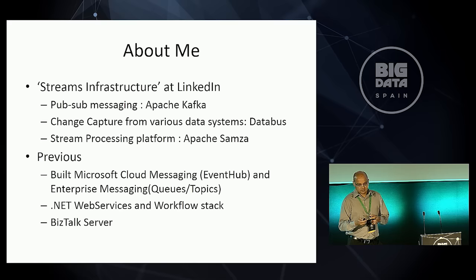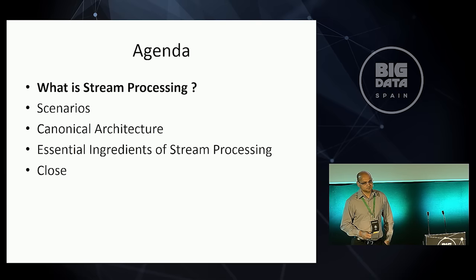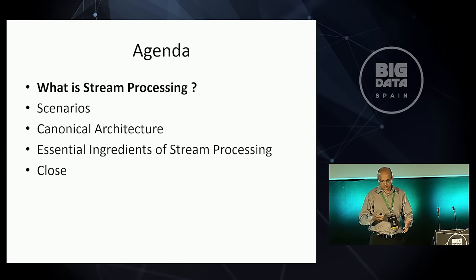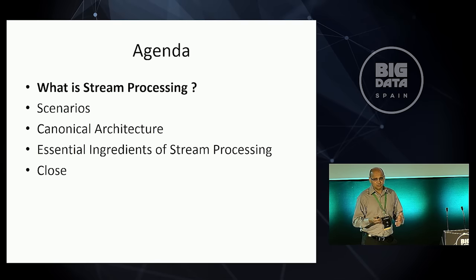So with that, let me talk through our agenda. First off, we'll do a very brief intro on stream processing. I think most of you probably already know about it, so I'll keep it brief. We'll go into some scenarios, and then I will talk about what I call the canonical architecture. This is just to set the context for the broader architecture in which stream processing plays. And then we'll do the deep dive into stream processing itself, which is where I'll spend most of the talk. And then we'll close. I'm going to try to go a bit fast because I know we are running a little late.